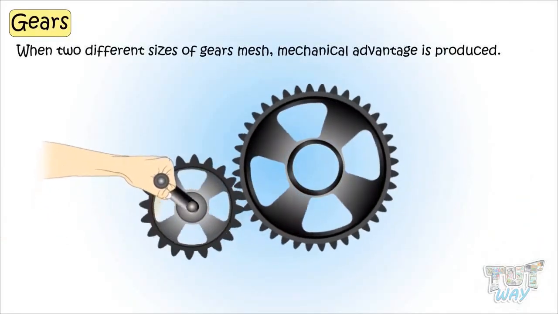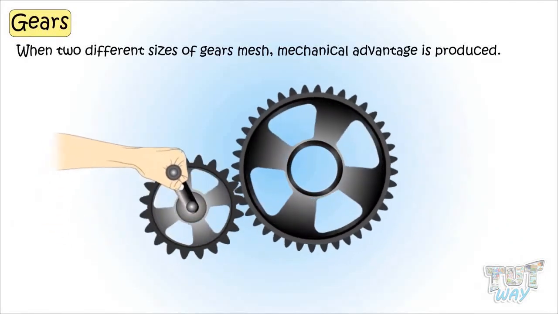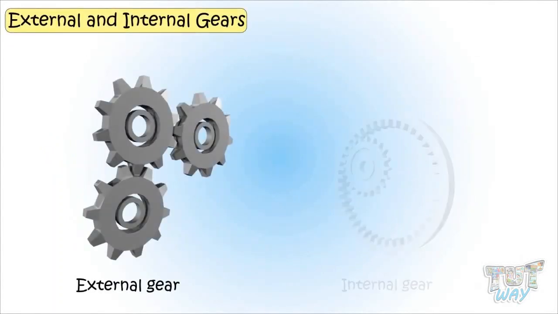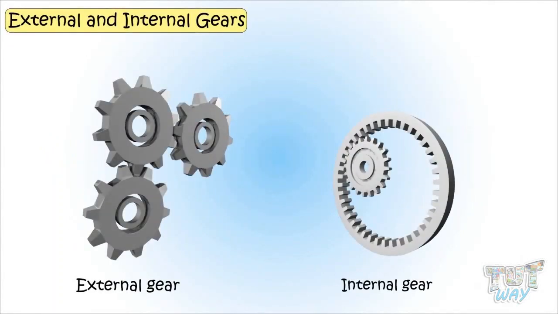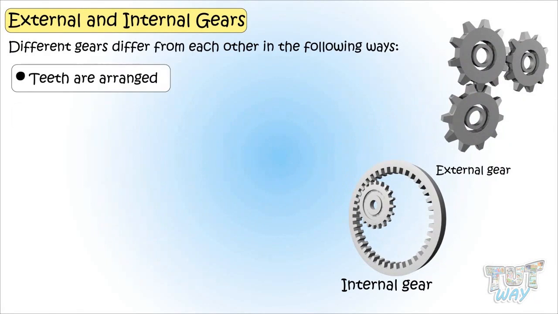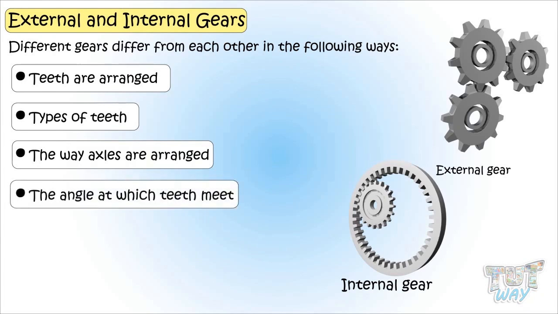When two different sizes of gears mesh, mechanical advantage is produced. Different gears differ from each other in the way teeth are arranged, their types of teeth, and the way axles are put together. Also, the angle at which teeth meet. Now, let's learn each type of gear one by one.